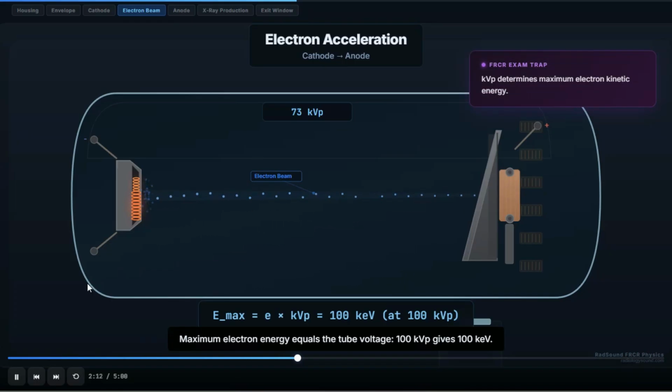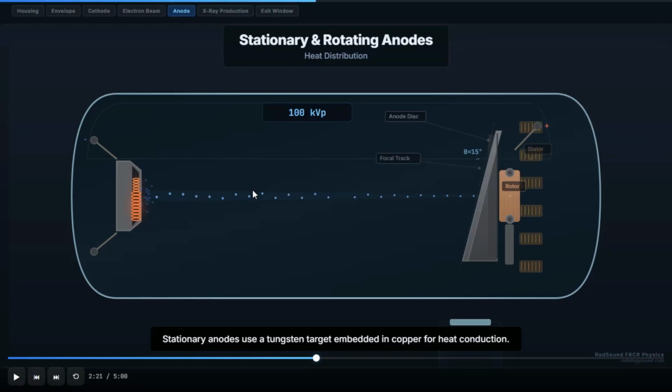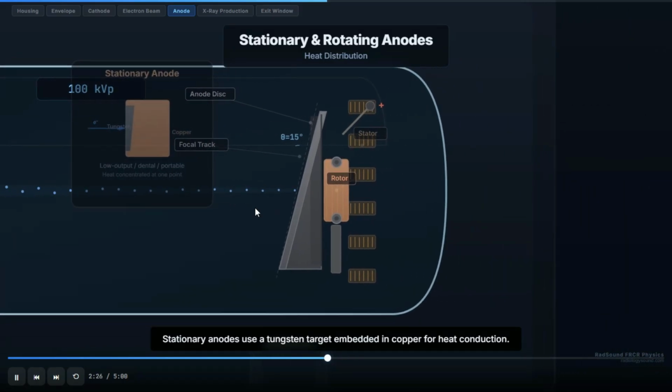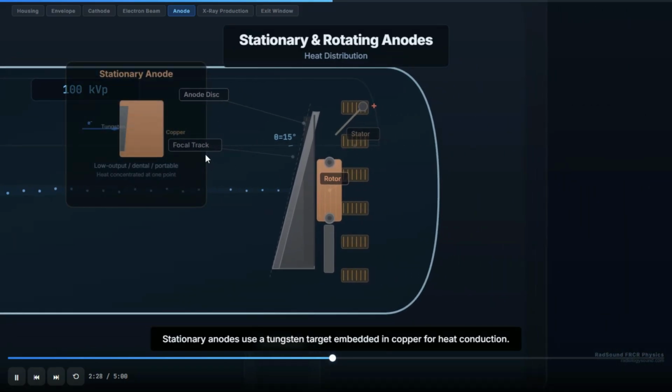Okay, so now what's happening around the anode? Let's talk. The anode is divided into two different types. Mostly we have the stationary anode, which has problems if applied heavily because that will lead to problems for the machine, so it is limited to low output procedures. Then the anode can be rotating.